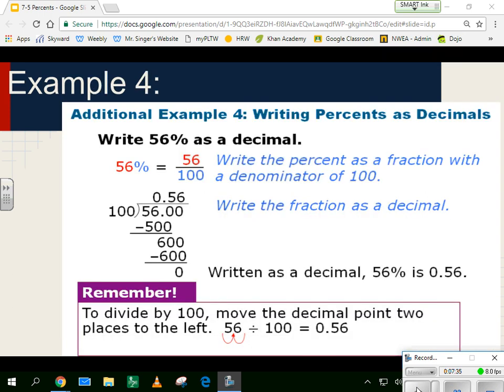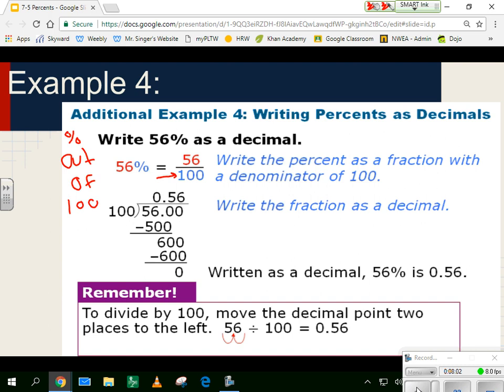All right, now we'll take a little bit of time with example 4, since now we're going to be looking at how to take percents and write them as a decimal. So let's remember again that percent means out of 100. Now, if we remember what we learned about fractions earlier this year, out of 100 always tells us what place value we're going to have to write to.